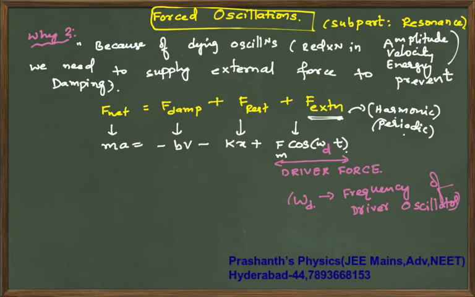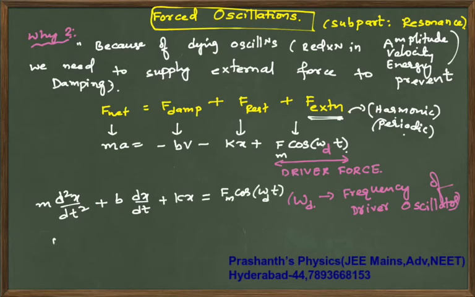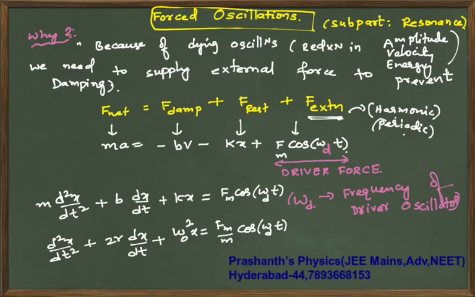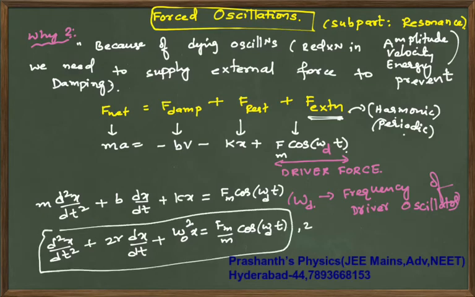Once again it is a differential equation, so we need to rearrange it. Sending terms to the other side: d square x by dt square plus b by m times dx by dt plus kx by m is equal to Fm by m into cos of omega d into t. Previously you have learned that 2 gamma is b by m and omega naught square is k by m. So this is your new equation. Please pause the video clip, take a minute, and try to understand it.